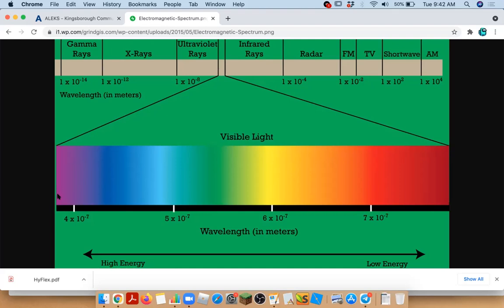This is violet over here. This is indigo. This is blue. This is green. This is yellow. This is orange. And then this is red. Okay, so what they've done is they've taken this little sliver and broken it out to make it bigger, just so that you can see it bigger.